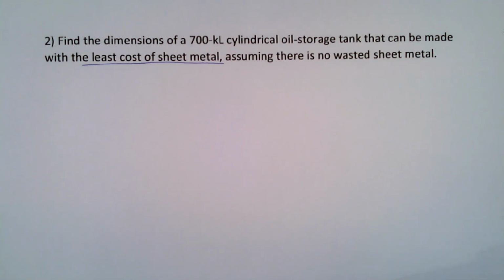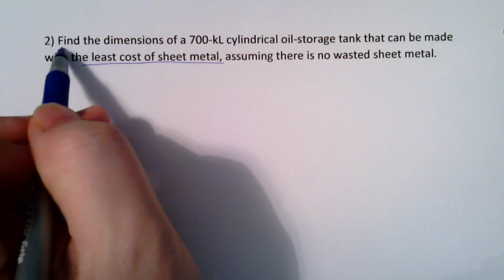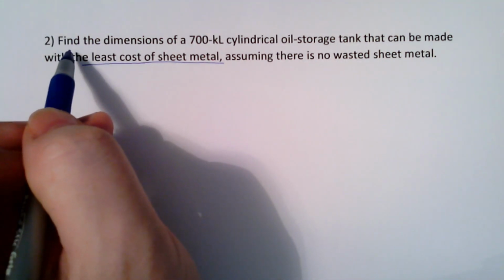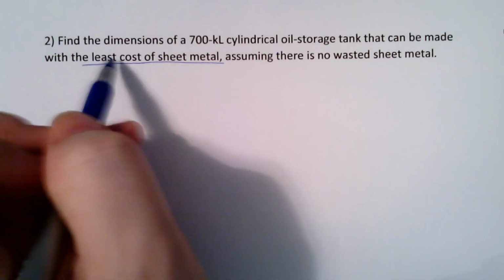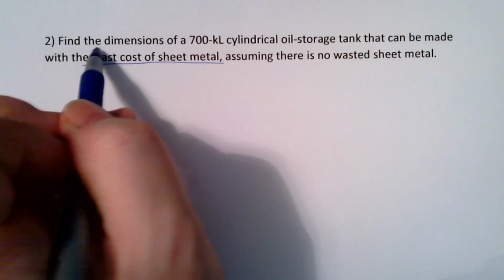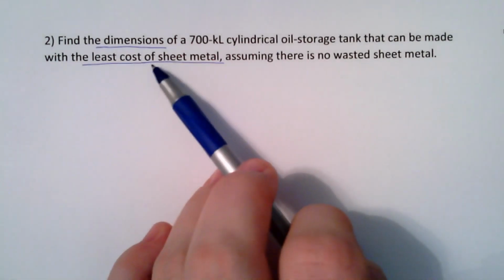So if you get fixated too much on the word cost, you may find yourself getting a little bit stuck. So it's okay if that's how you start, but you want to just keep thinking, if that's not there, what else should I be looking for? So it talks about finding the dimensions of the cylindrical storage tank. So the goal here will be to find the actual things like the height and the radius of the tank that I need to use to minimize cost of sheet metal.